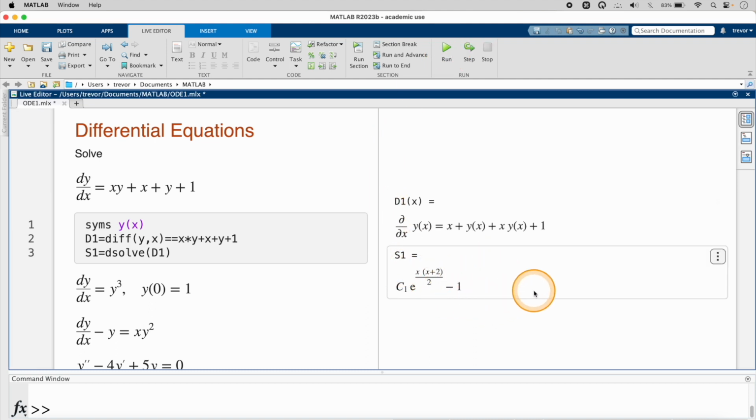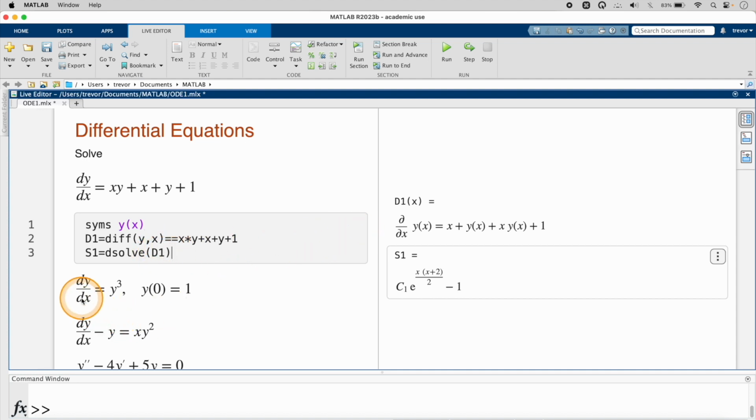S1 is equal to C1 multiplied by exponent of x times x plus 2 divided by 2 minus 1. What I did here is I entered the differential equation first, then put it here with the D1. But it is possible to write this differential equation directly in the parentheses here. But I avoid writing it directly in the parentheses to avoid making mistakes, because by writing it first, I can check it. If I have entered it correctly, then I go on and solve. I find it better that way. But if you want, you can just type the equation directly inside this parenthesis.